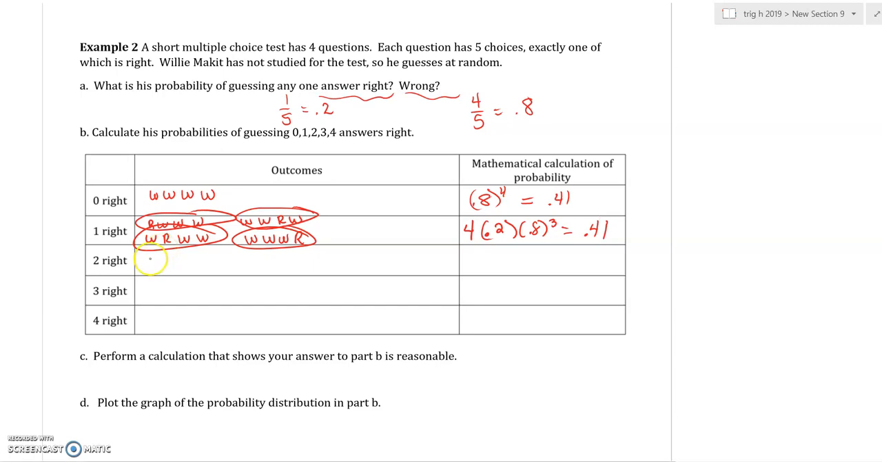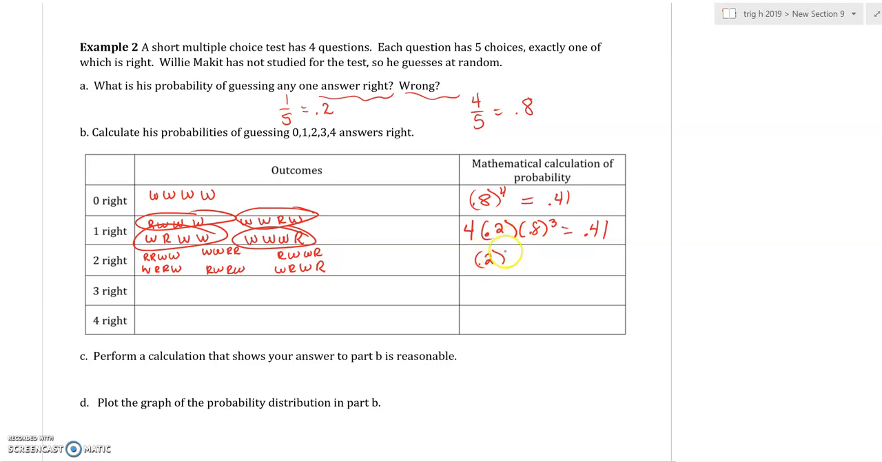2 right. Well, let's think about how many ways you could get 2 right and 2 wrong. You could have right, right, wrong, wrong. You could have wrong, right, right, wrong. You could have wrong, wrong, right, right. You could have right, wrong, right, wrong. You could have right, wrong, wrong, right. Or you could have wrong, right, wrong, right. Kind of hard to keep track of all those. Again, that's 6 ways.